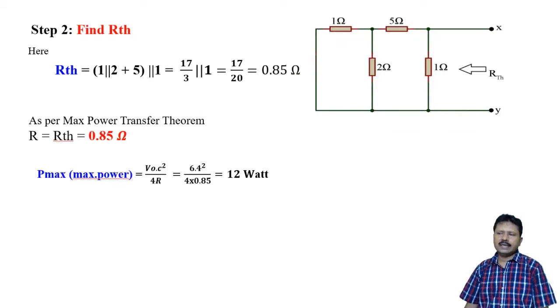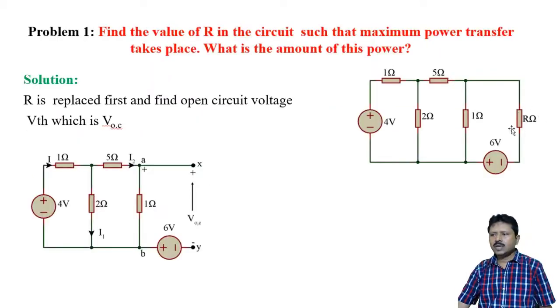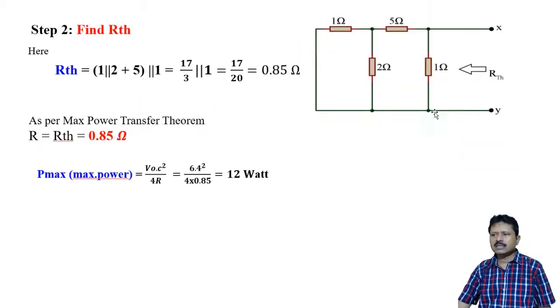Now we have to calculate RTH. For RTH we must remove this load and all the sources will be replaced by their internal resistances. In this case nothing has been mentioned regarding the internal resistance of these sources. So we will consider the internal resistance in this case is 0. So in place of both sources, that will be short circuited. So this is the circuit.